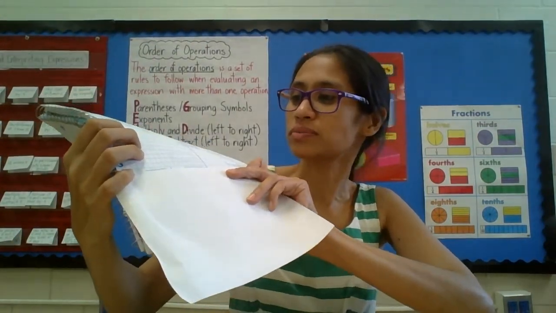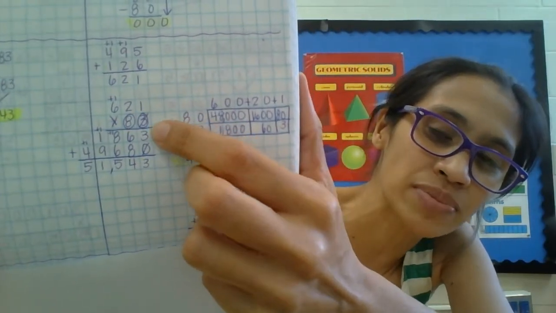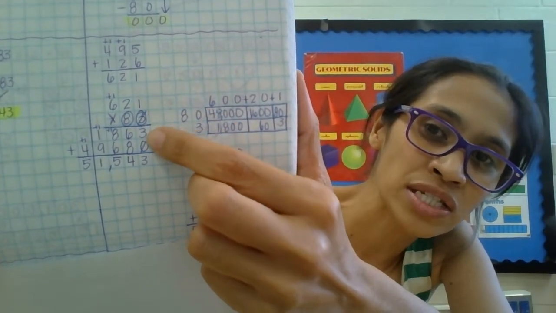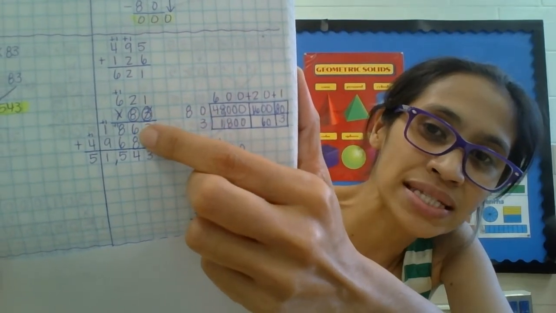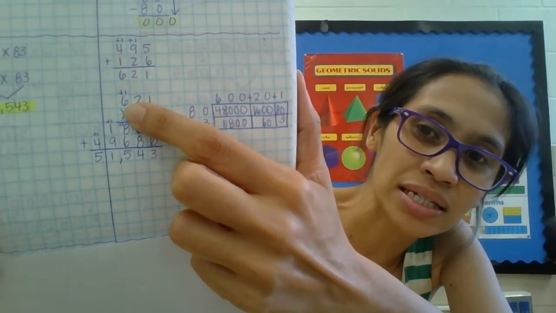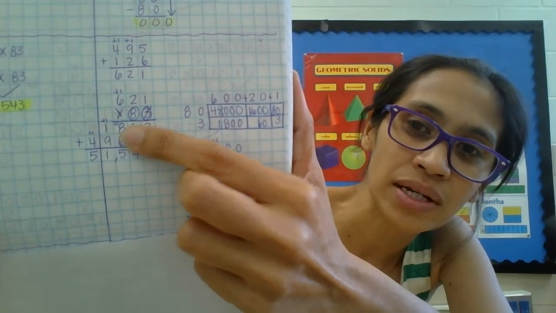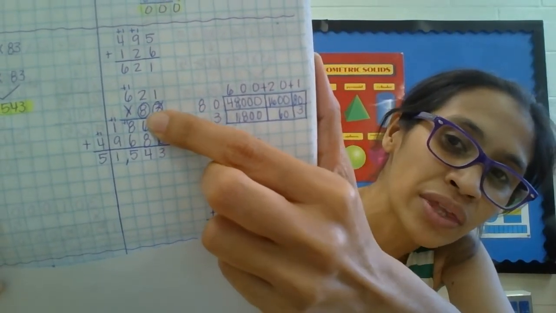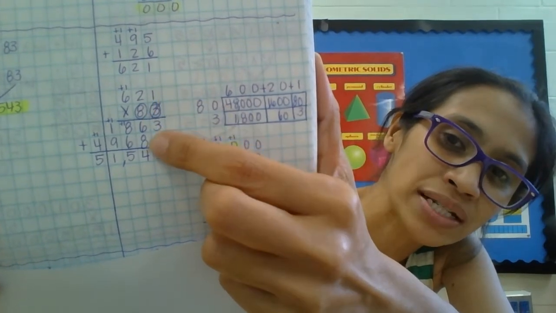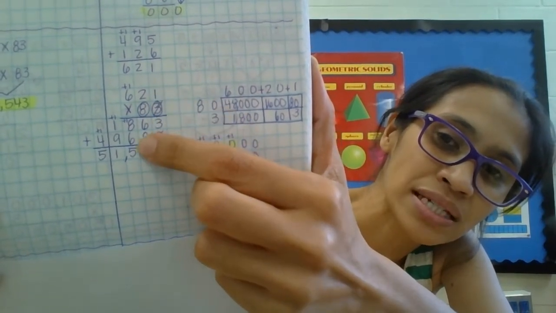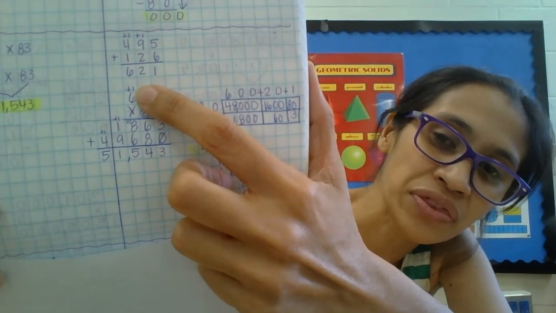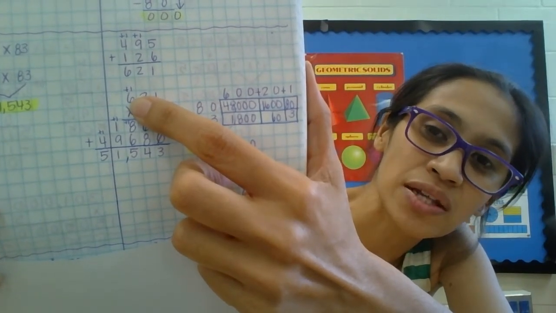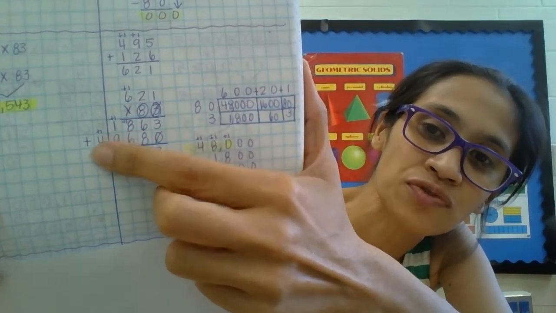All right, so right here I have 621 times 83. 3 times 1 is 3. 3 times 2 is 6. 3 times 6 is 18, so there's the 18. I'm done with the 3. Cross that out, put the placeholder 0. Then I multiply with the 8. 8 times 1 is 8. 8 times 2 is 16. Write the 6 plus 1 right there. 8 times 6 is 48, plus 1 is 49.